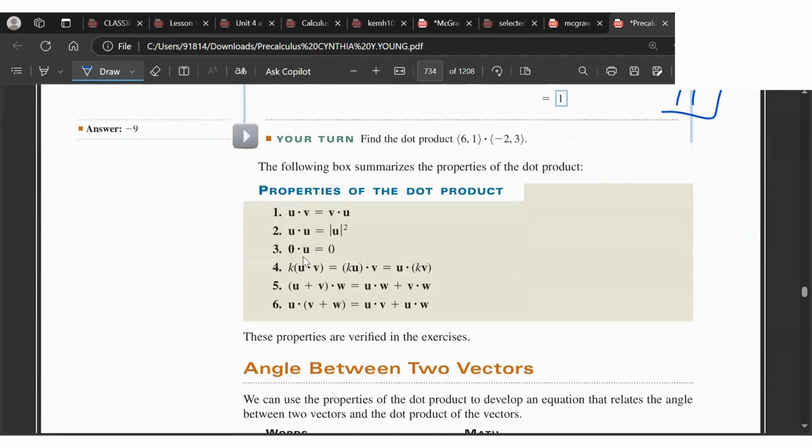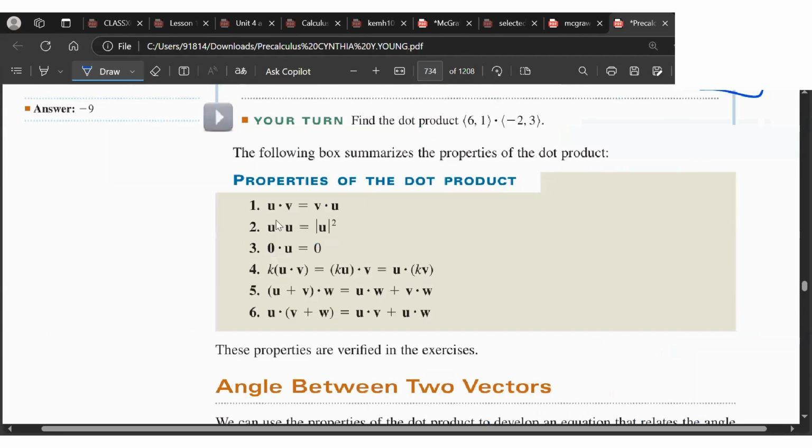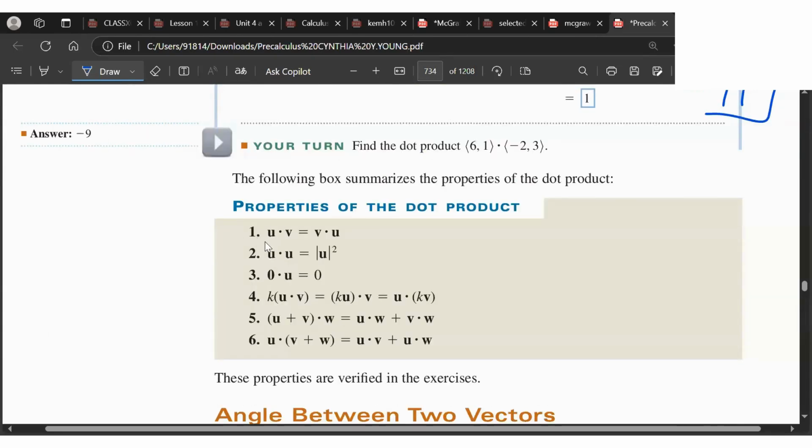So here are some properties of the dot product, which are very important. The first property is, if we have two vectors u and v, we can take u dot v or v dot u, and the answer will be the same, because we are just doing multiplication and addition, so that will not be an issue. So the first point is clear.